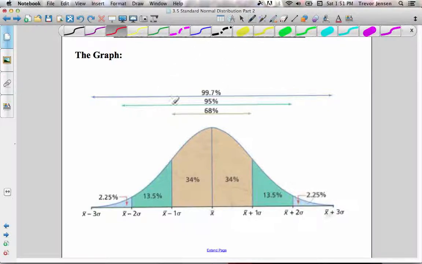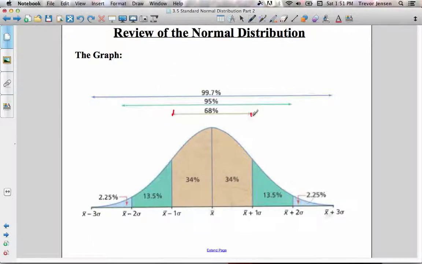Key things you need to remember: 68% of the data is within one standard deviation of the mean, 95% of the data is within two standard deviations of the mean, and 99.7% of the data is within three standard deviations of the mean. And make sure to remember the mean is right here in the middle.